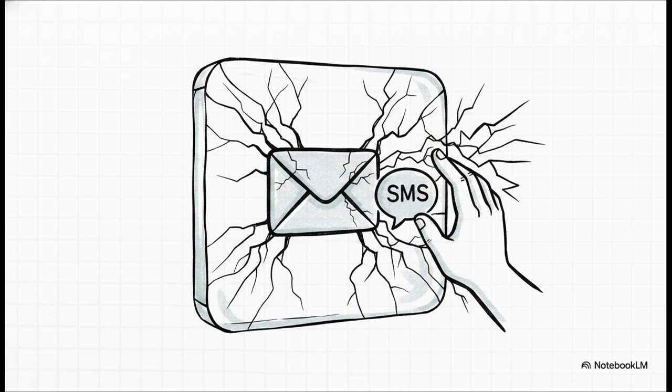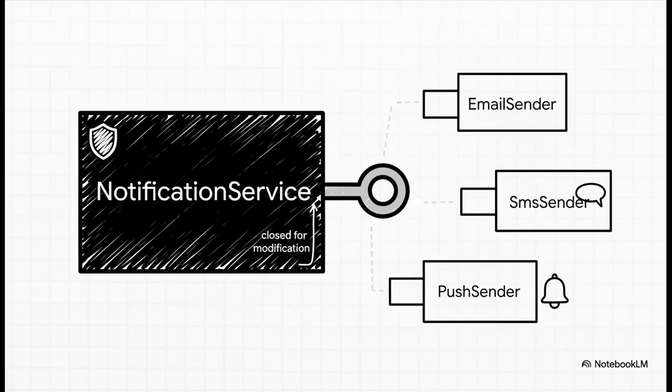Sounds simple, right? But then, product comes along and says, we need SMS. So what do you do? You have to crack open the notification service and add a bunch of new logic. Then they ask for push notifications, and you have to change it all over again. The class is never stable. But check out the solution with DIP.